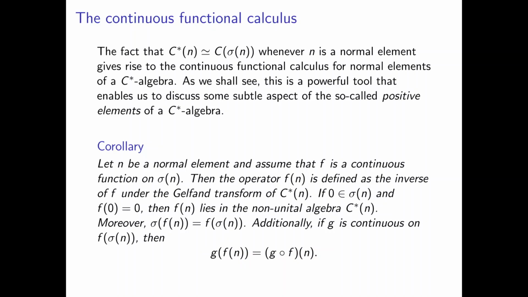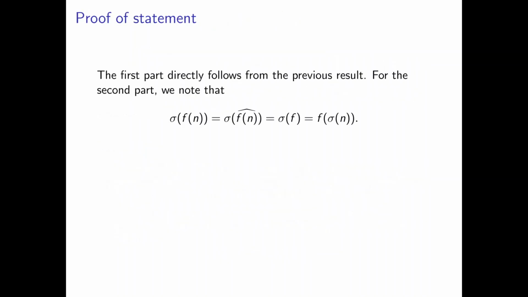So let's just briefly go over how to prove this corollary here. It's really not that much of a stretch from the previous statement. So basically we just note that the first part directly follows from the previous result. And then for the second part about the spectrum of f of n, we note that the spectrum of f of n is just equal to the spectrum of f hat, the hat of f of n. And then we note that this is of course the spectrum of f, which is just f evaluated at the spectrum of n. So this last part, that the spectrum of f is equal to f evaluated at the spectrum of n, is just the definition of the spectrum of a function.